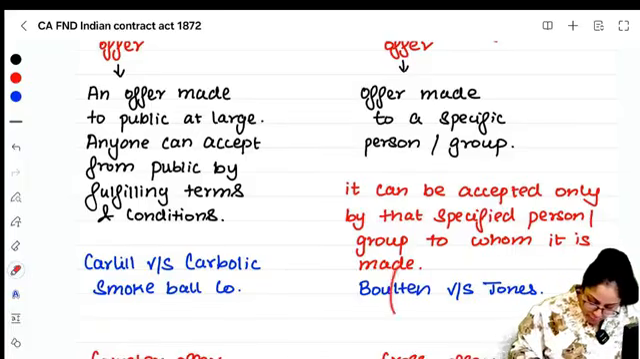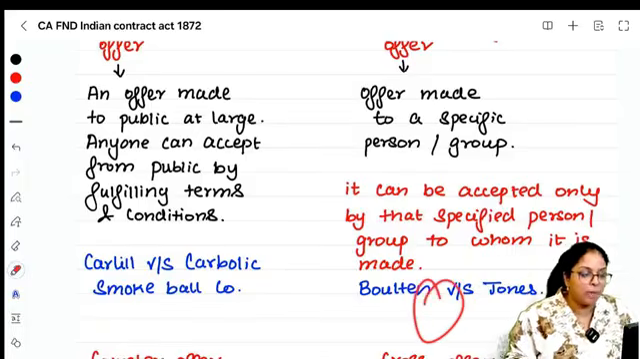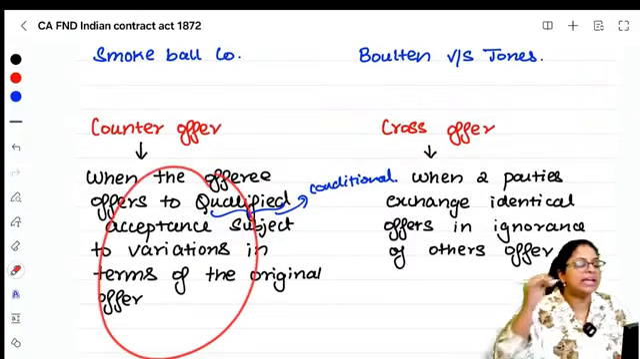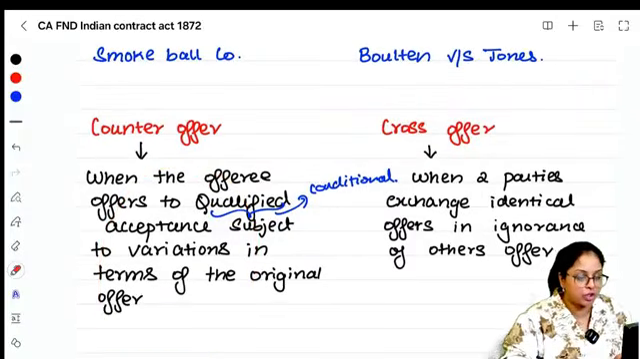The case law is Bolton versus Jones. Since it's not a classic case law, I'm not going in deep. Next is a counter offer. What do you mean by counter offer?